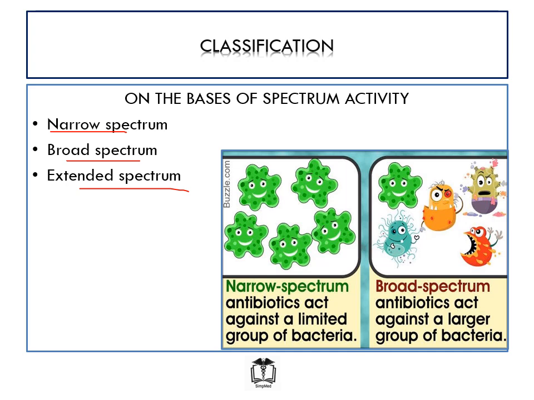So they could probably be used in treating one or two different bacterial infections and nothing more than that. For broad spectrum and extended spectrum, we use them for a larger set of bacteria. So an extended or broad spectrum drug could be used in treating infections caused by maybe 20 to 40 bacteria. As a result, they are very ubiquitous in terms of their action.